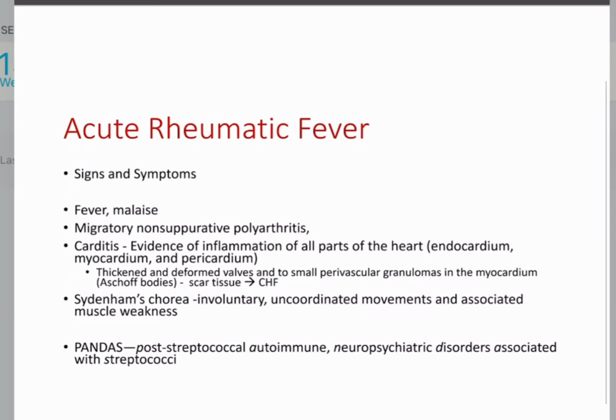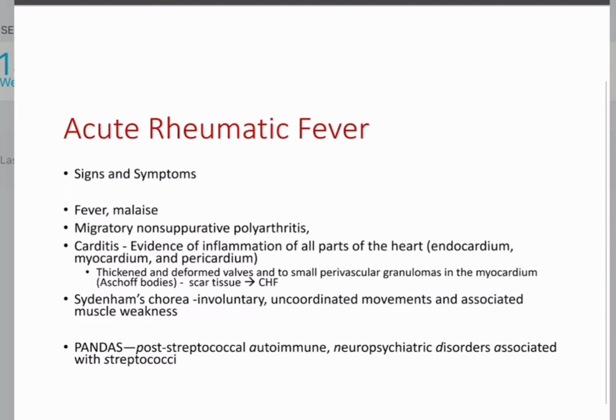They become inflamed because of the cross-reacting antibody phenomena, and it will lead to the thickening and deformed heart valves, because of the small perivascular granulomas, and finally leading to the scarring of the tissue. So scarring means the permanent damage.